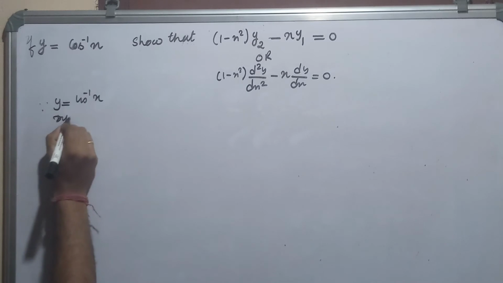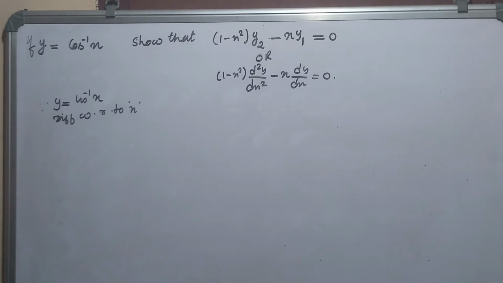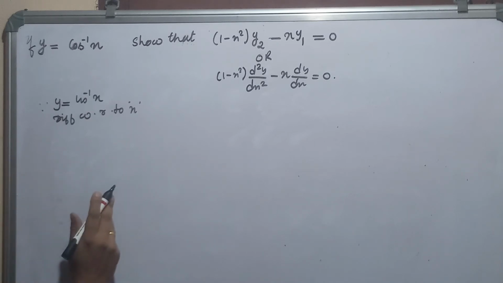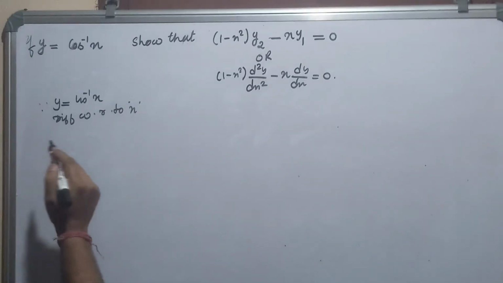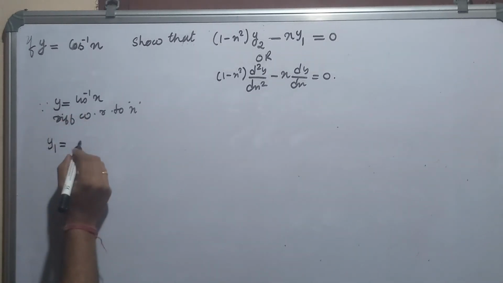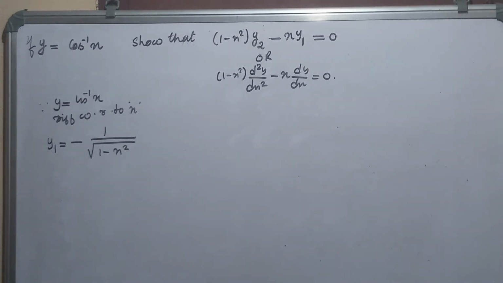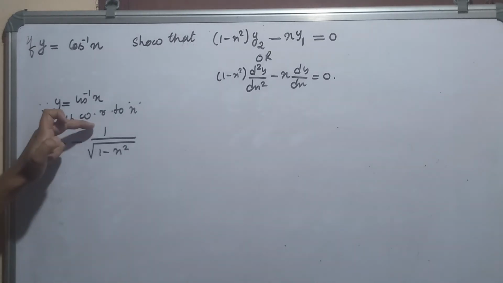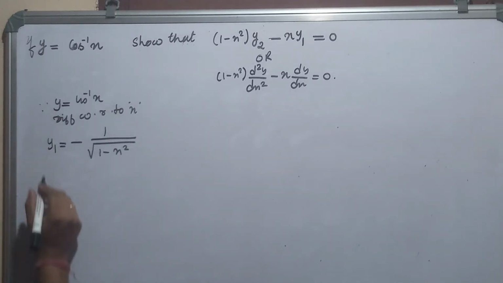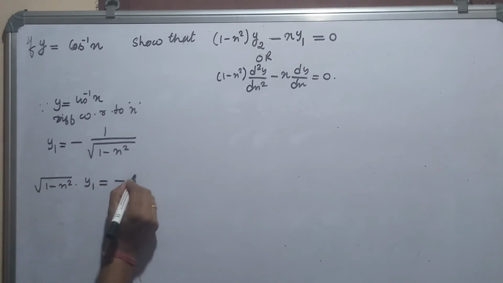Now differentiating with respect to x. Instead of writing dy by dx, I'll write y1. The first order derivative is actually dy by dx, but according to the given notations, it is in terms of y1 and y2, so I'll write first order as y1. And the derivative of cos inverse x is minus 1 by under root 1 minus x square. This question is also in numerator over denominator form, so cross multiply and try to prove this relation. Cross multiplying, (1 minus x square) into y1 is equals to minus 1.